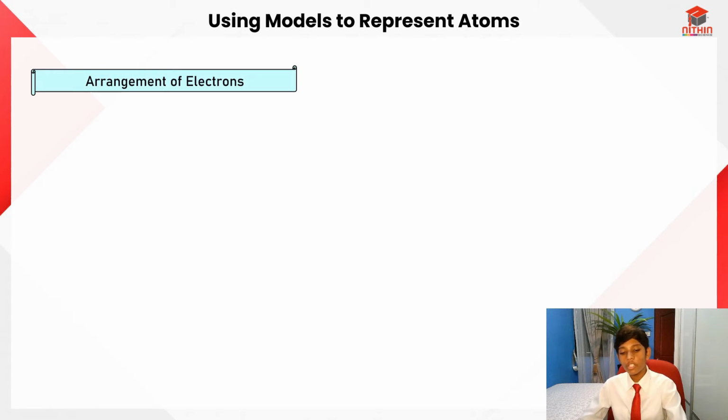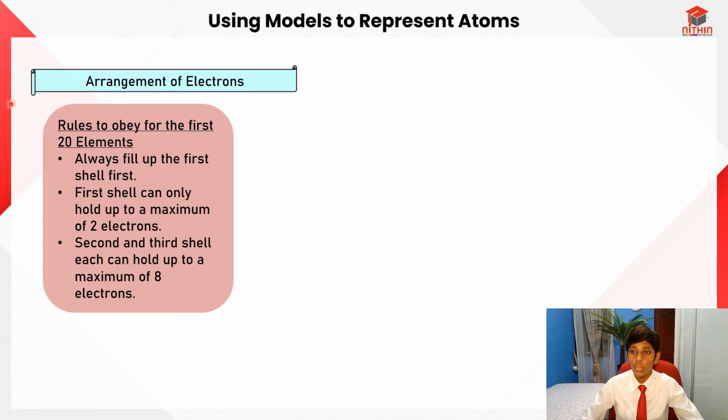So, the arrangement of electrons. We are going to learn how electrons are arranged in the orbitals or electron shells. Let's take a look at all the rules you need to obey for the first 20 elements. The first 20 elements are the ones that most probably are going to be tested. You won't be tested beyond the first 20 elements.